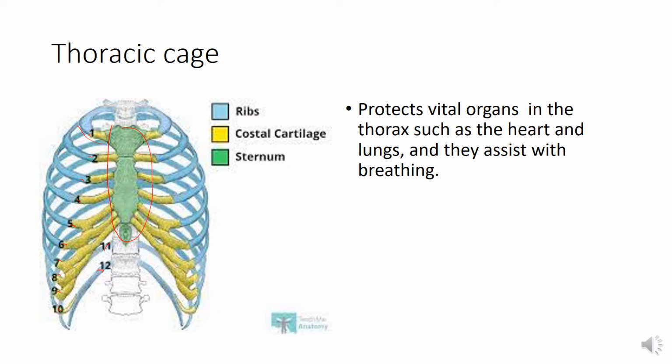1, 2, 3, 4, 5, 6, 7, 8, 9, 10, 11, and 12. So 12 pairs of ribs forming the lateral bony cages and the 12th thoracic vertebrae lying at the back. So this is how the thoracic cage is formed, and the thoracic cage protects the vital organs in the thorax such as heart and lungs, and they assist with the breathing movements.